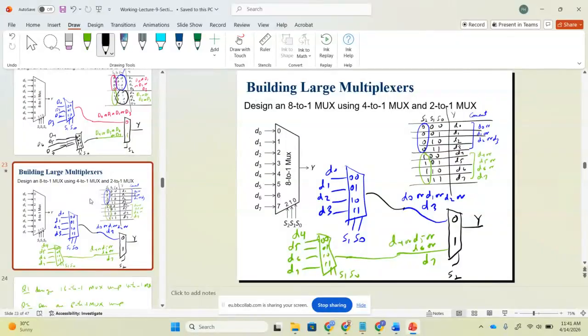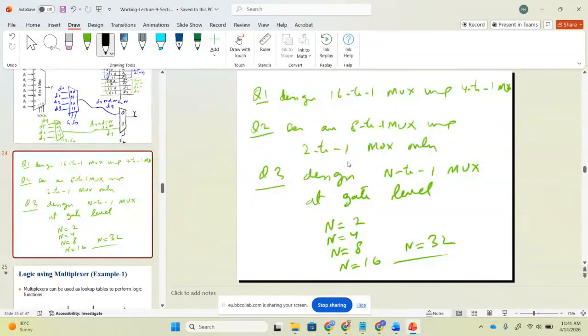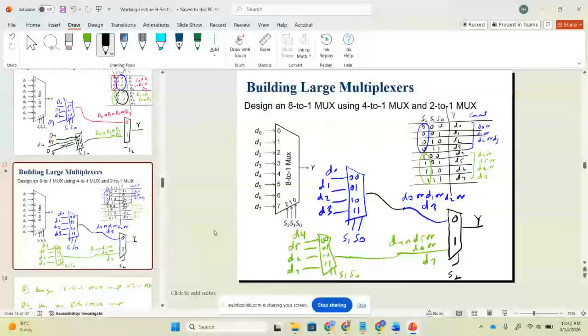In this, can we not use more 2 to 1 multiplexers? Yes, you can. Can you see here, what is this? This is a 4 to 1 multiplexer. If I ask the question, design an 8 to 1 multiplexer using 2 to 1 multiplexers only, since this blue one is a 4 to 1 multiplexer, you can solve it also for the green one.